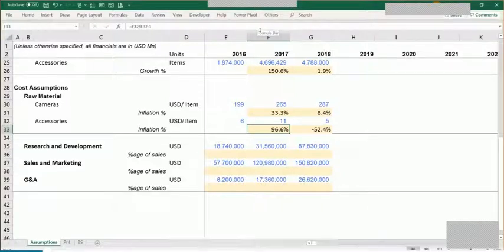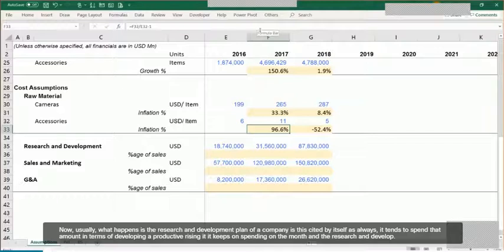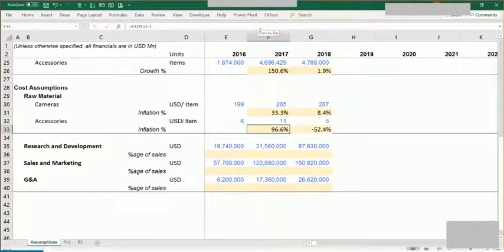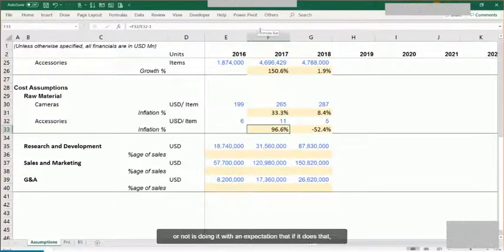other related parameters. Now, usually what happens is the research and development plan of a company is decided by itself as to how it intends to spend that amount in terms of developing a product and improvising it. So it keeps on spending some amount on the research and development. Now, if you see that the company is spending some amount on R&D, it is doing it with an expectation that if it does that spend, then it will be able to improvise the quality of the product, bring new features, which would help it generate better revenue in future, either in the form of a higher volume, or it will help the company to command a higher price for a better product.